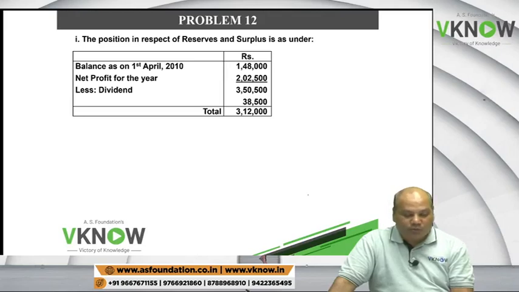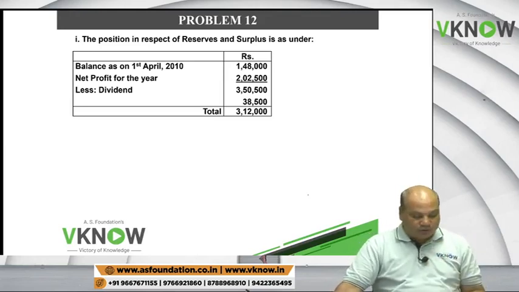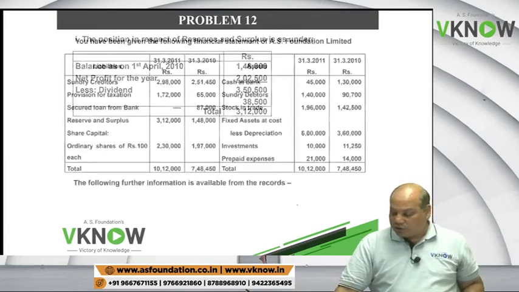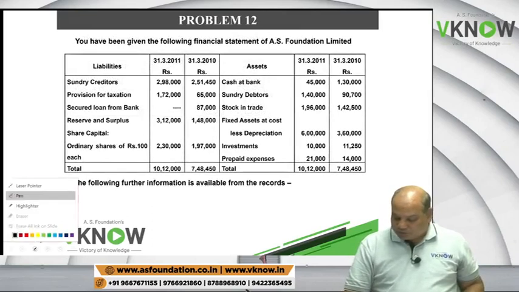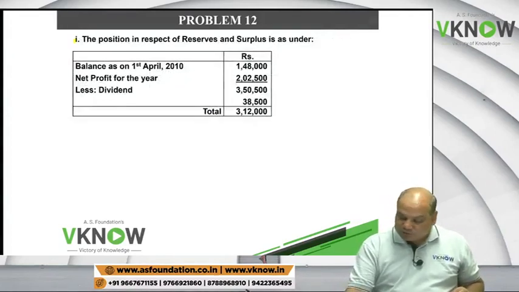No query. Following further information is available from the records. Questions will come in different ways. You can see every question is coming in a different way. So now this time what they have done on the screen, pay attention. This reserve and surplus means P&L account. Opening was 1,48,000. Closing is 3,12,000.